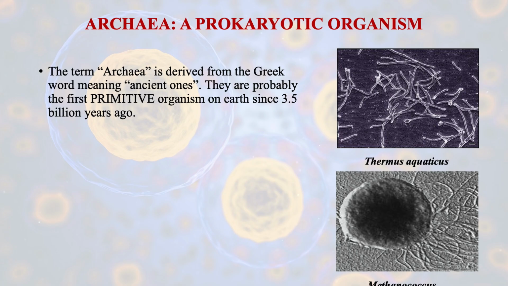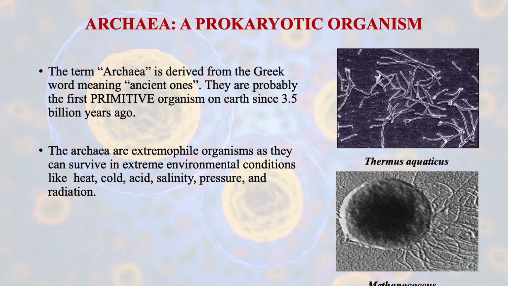Now here we discuss what archaea are. Archaea is a prokaryotic organism. It is similar to bacteria, but its structure differs from the bacteria. The term archaea means the ancient ones, and they are probably the first primitive organisms originated on this earth since 3.5 billion years ago.